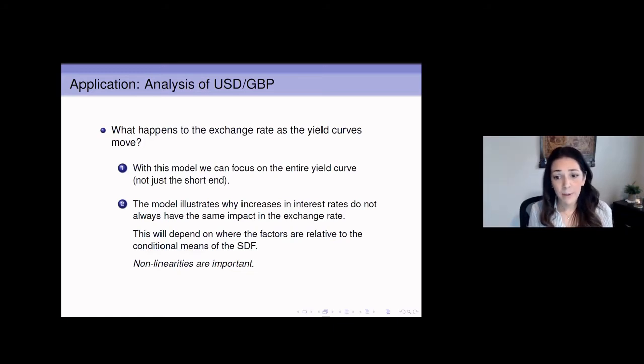And the second thing that my model suggests is, and I don't know if you've been trying to study what happens when the Fed raises interest rates, what happens to exchange rates? And the answer is not always the same. Sometimes we're going to see the exchange rate depreciate and sometimes it's going to appreciate. And you might feel like that's confusing, but my model suggests that this relationship between interest rates and exchange rates is nonlinear.